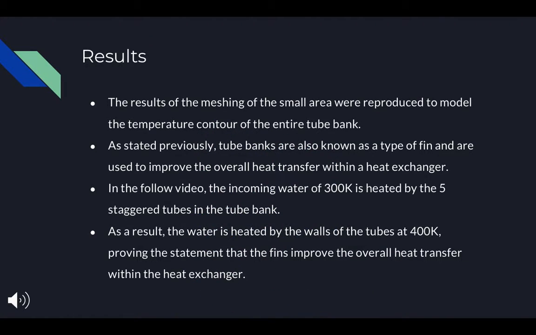The results of the meshing of the small area were reproduced to model the temperature contour of the entire tube bank. As stated previously, tube banks are also known as a type of fin and are used to improve the overall heat transfer within a heat exchanger. In the following video, the incoming water of 300 Kelvin is heated by the 5 staggered tubes in the tube bank. As a result, the water is heated by the walls of the tubes at 400 Kelvin, proving the statement that the fins improve the overall heat transfer within the heat exchanger.